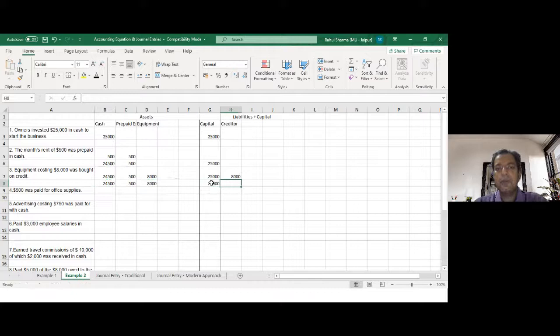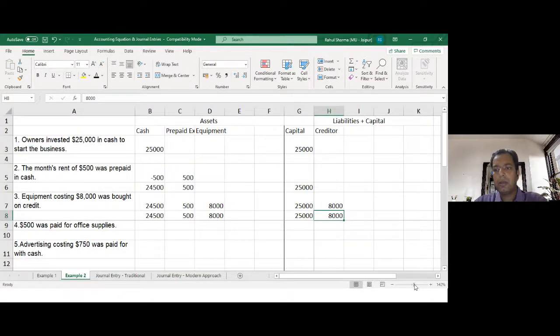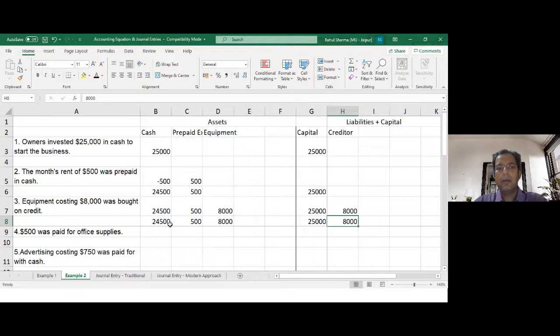Sir, please zoom in a bit. As we keep moving, keep it zoomed. Maybe a little bit more, another 10-20%. Better now. Yeah, this is better.